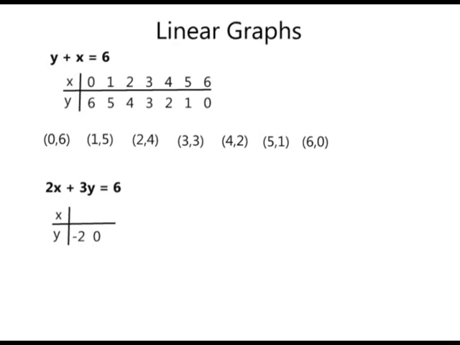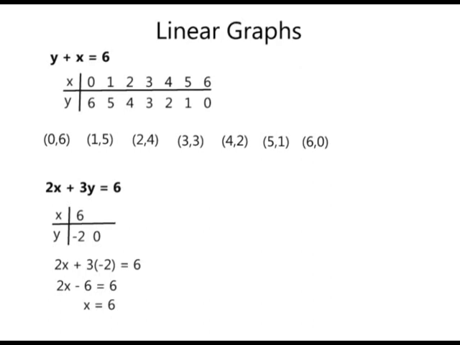So when y is -2, what will be the corresponding value of x? So to solve that, I will substitute -2 into my equation wherever there is y. So I'll have 2x plus 3 times -2 is equal to 6. Now I have 3 times -2 is -6. So I will have 2x minus 6 is equal to 6, and therefore 2x is equal to 6 plus 6, that is 12. x is equal to 6. And so when y is -2, x is 6.